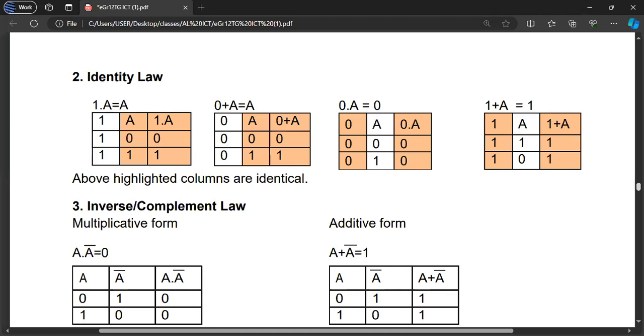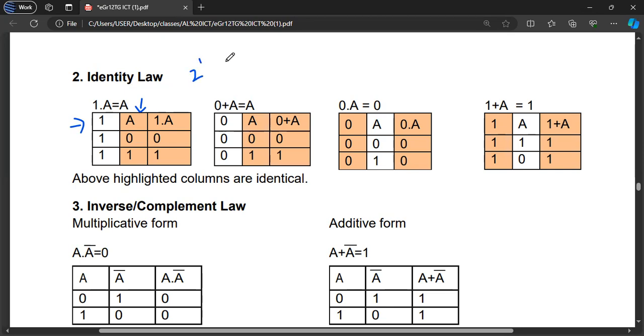So identity law, what does it mean? Here we have 1 dot A is equal to A. Now we have A, right? If we are having A, we have 2 to the power 1, right?